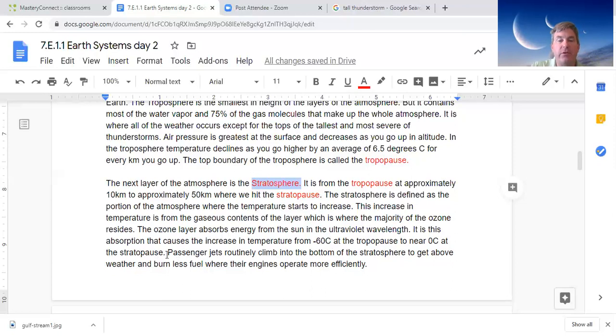So the stratosphere is where passenger airliners, commercial jets, routinely climb to the bottom of the stratosphere to get above weather, and they burn less fuel up there because their engines operate more efficiently. They want to get as high as they can, as fast as they can. Number one, to get over weather. Number two, because their engines operate more efficiently up in that atmosphere. And there's less resistance as you go, because again, all the air molecules are down here in the troposphere. There's fewer and fewer and fewer the farther up you go. That's why the air pressure goes down.